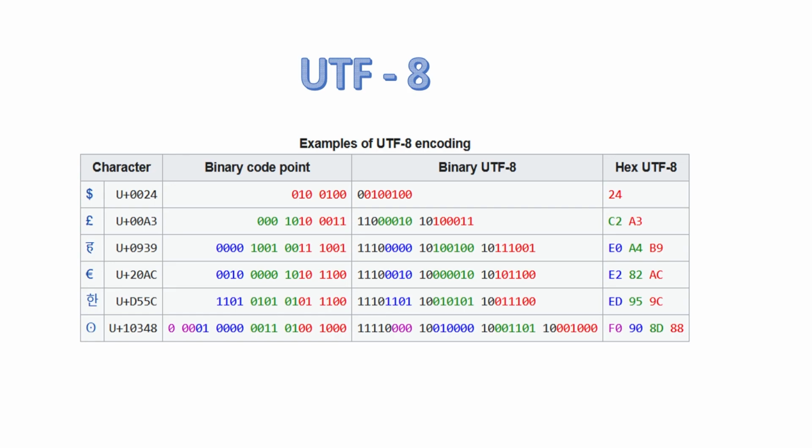Here we can see the dollar symbol, with its Unicode code point, the binary code point, and the binary UTF-8. These are representations in different formats of 8 bits, and we also have hexadecimal UTF-8 and decimal UTF-8 representations. These help us know how the four bytes, each byte consisting of 8 bits, are used to represent that character.